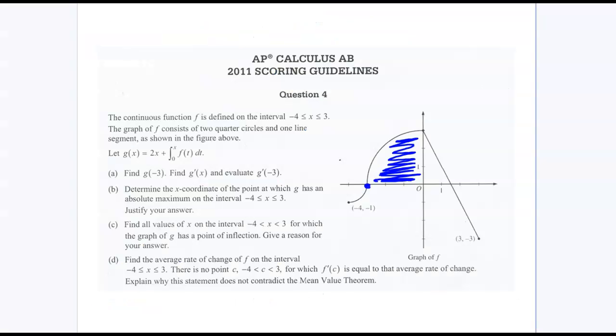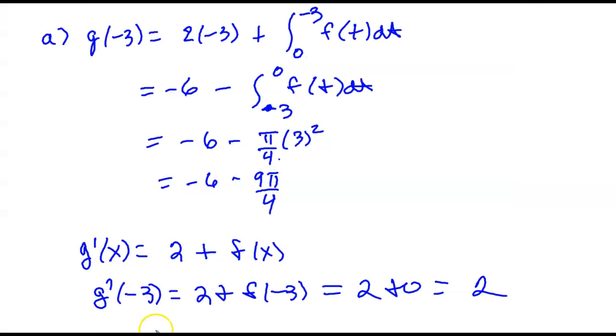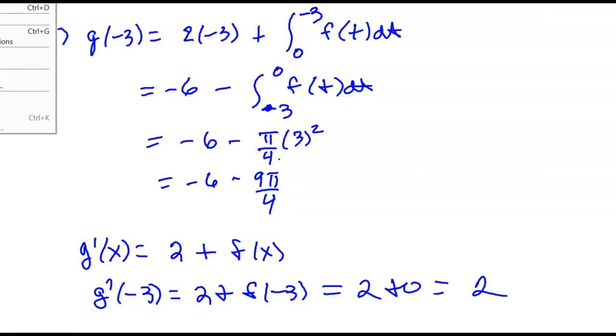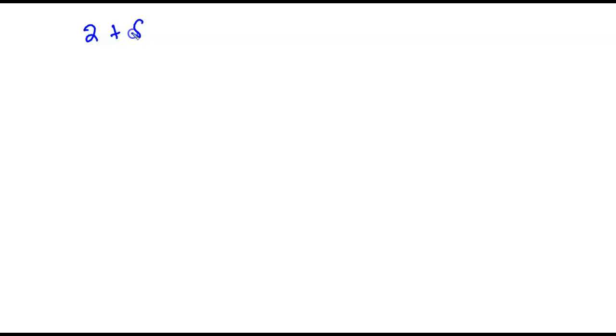Now, question B was a little bit challenging. It says, determine the x-coordinate of the point at which g has an absolute max on the interval negative 4 to 3 and justify your answer. Okay, so our absolute max is either going to be at the endpoints, negative 4 or 3, or it's going to be at a critical number. And to find the critical number, we take our derivative, which was 2 plus f of x, and we make that equal to 0. So 2 plus f of x equals 0.